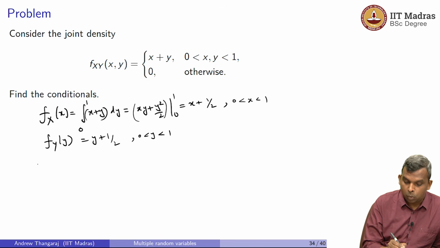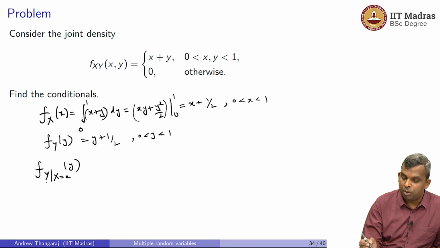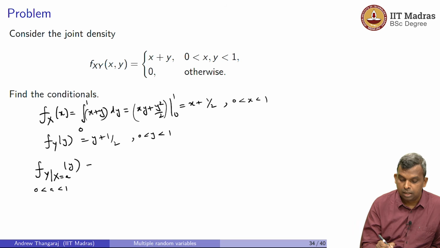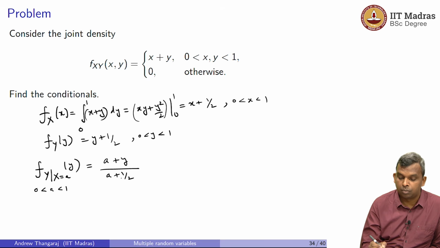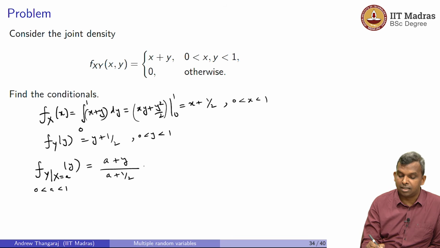Okay. So, now what is going to be f y given x equal to a of y, and a, I mean a we can pick between 0 and 1, right. The marginal is non-zero. This is going to be the joint density, which is x plus y, divided by, well, x is a, right. So, it is a plus y divided by f x of a. So, it is a plus half. Okay. So, this is the density, it is a plus y divided by a plus half, and what is the range of values of y? Y goes from 0 to 1, isn't it? Does this make sense?